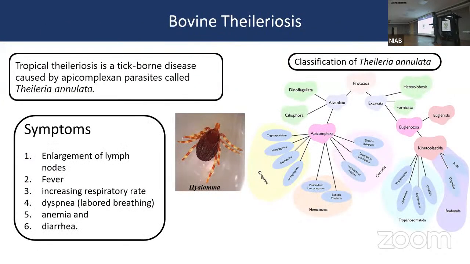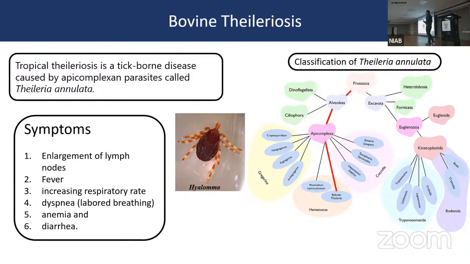Yeah. So the disease that my thesis is associated with is called bovine theileriosis. It is also called tropical theileriosis, and it's a tick-borne disease caused by an apicomplexan parasite called Theileria annulata. The symptoms of this disease include enlargement of lymph node, fever, increased respiratory rate, labored breathing, anemia, and diarrhea. Now, the parasite belongs to a very important phylum called apicomplexa because it contains many other pathogens of human importance.